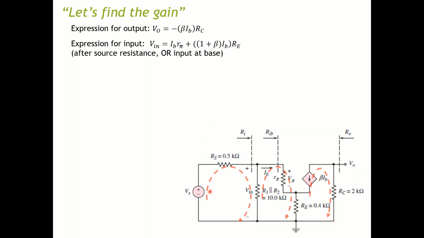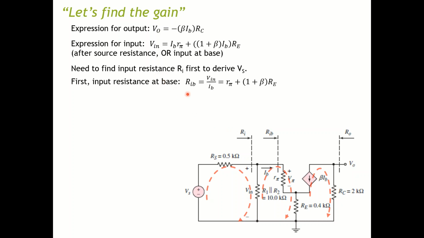Finally, you can use the voltage divider rule for this loop to figure out the expression for the source voltage Vs. But in order to do the voltage divider rule for this loop, you actually need to replace this entire branch of the circuit with an expression for the input resistance Ri.